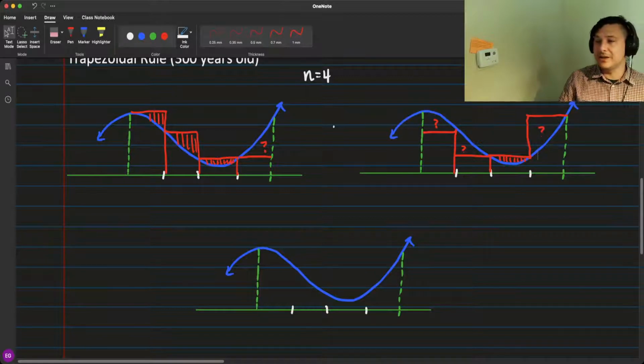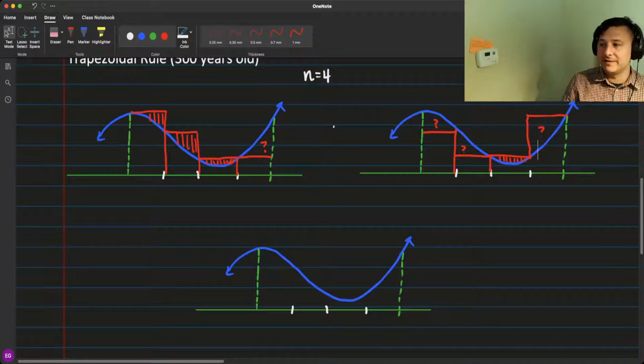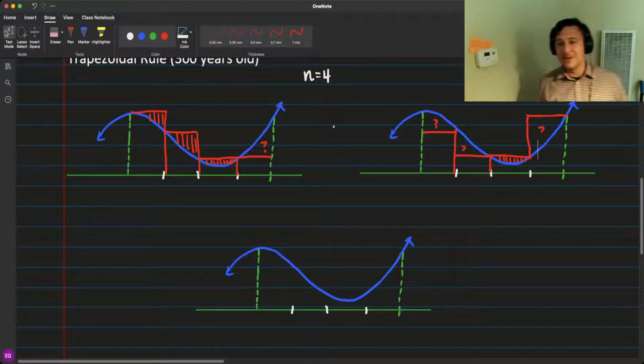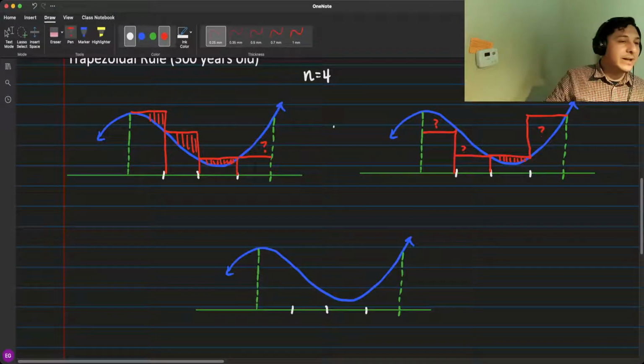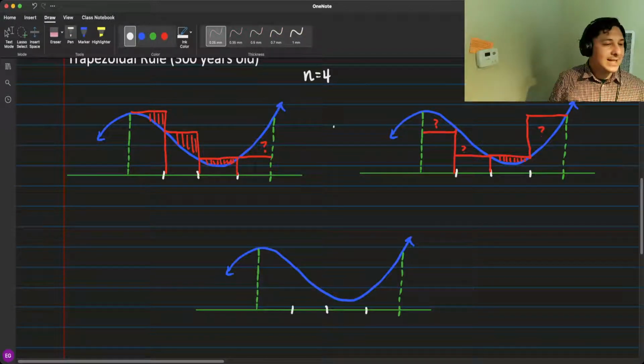Because that was the issue 300 years ago, right? Before there were computers. If you decided to do this numerically and estimate it yourself, there was no one else to run the numbers for you. It's not like you could just pawn it off on the computer. So they came up with a pretty clever way to do this. Instead of drawing rectangles, they decided to have the shape be trapezoids.